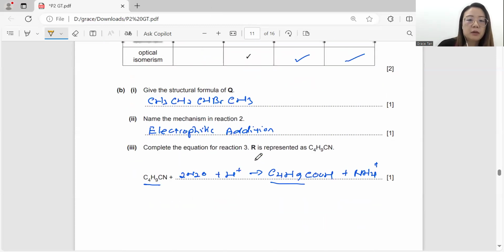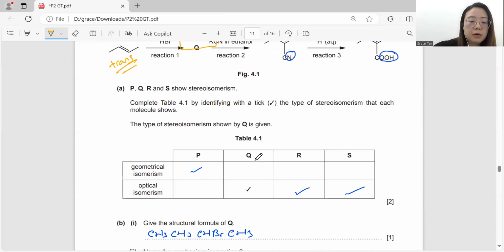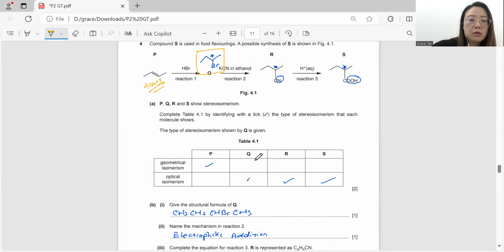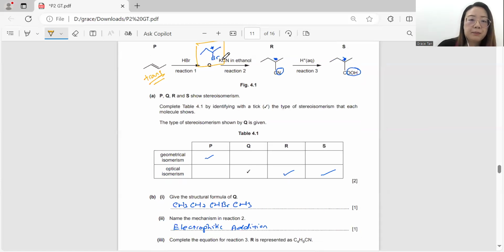Give the structural formula of Q. Okay, so let's just zoom out a little bit. Now, Q, can you see the drawing on top here? Okay, so I just spell out CH3, CH2, CHBr, and CH3. This is called structural formula. The spelling, only alphabet. Okay.